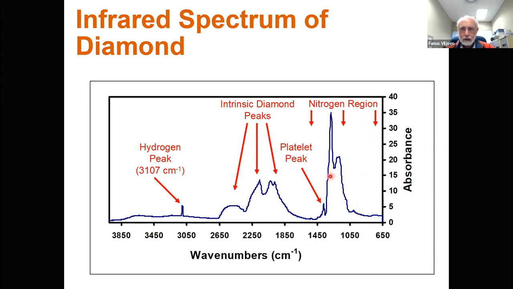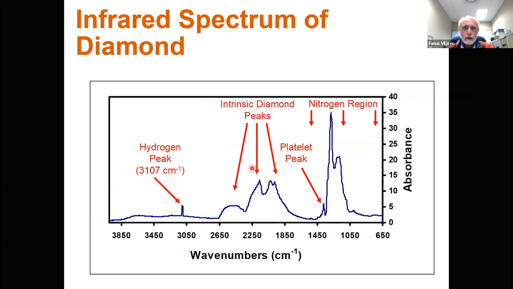Over here, we have the nitrogen region. And so nitrogen-containing diamonds show peaks in this region. Over here, we have a platelet peak, which relates to the movement of nitrogen through the crystal lattice as it aggregates in the diamond crystal lattice. During that migration of nitrogen through the crystal lattice, there are also clusters of carbon atoms that form, and these have a very specific vibrational bond, which is known as the platelet peak.